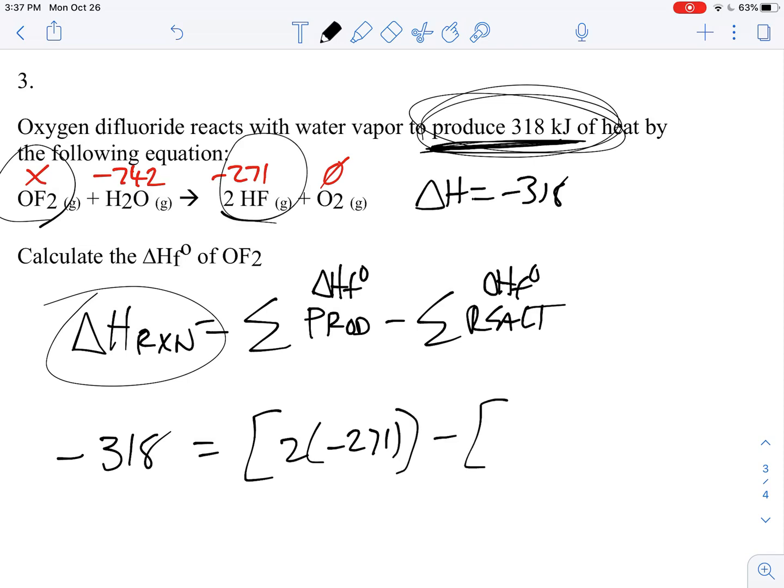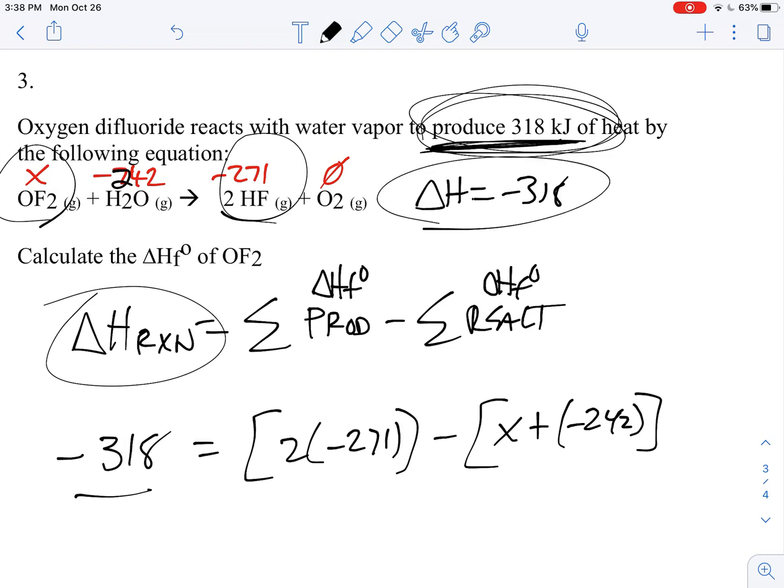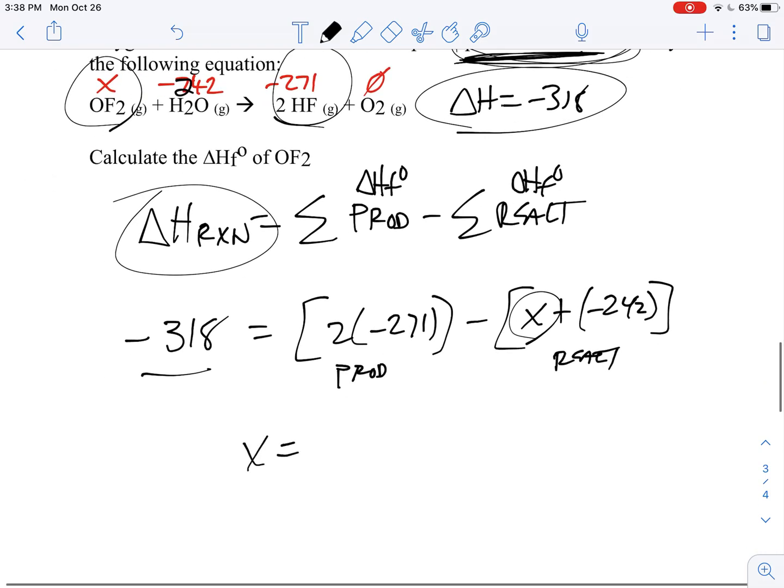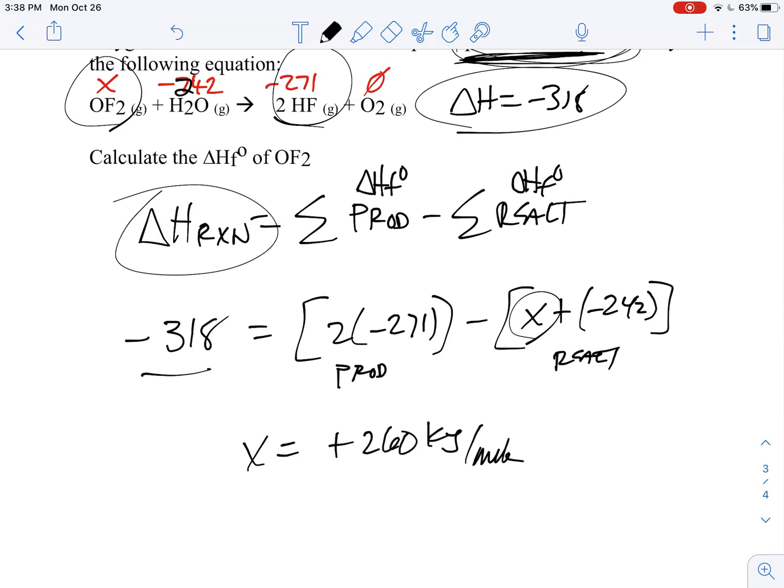And then I'm going to subtract from that x added to negative 242. Sorry, I can't read my own handwriting. That's 242. So negative 318 is equal to the products minus the reactants, and this is the x that you want. So if you go through and solve for x, I end up with positive 260 kilojoules per mole as my answer.